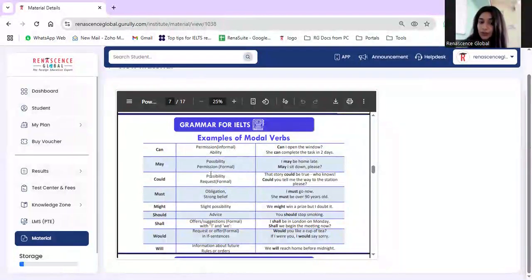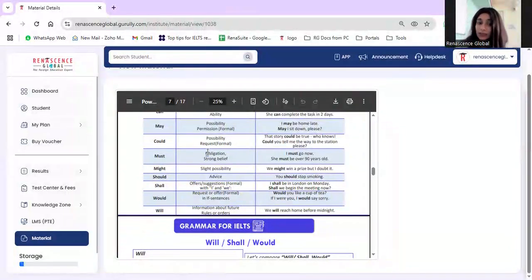If we talk about could, it is also a possibility. That story could be true. It could rain. Now, when it comes to formal requests, we also use could. Could you tell me the way to the station please?